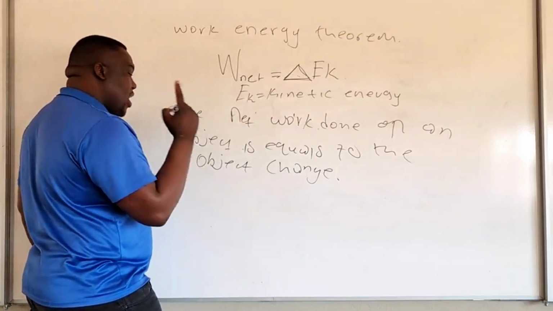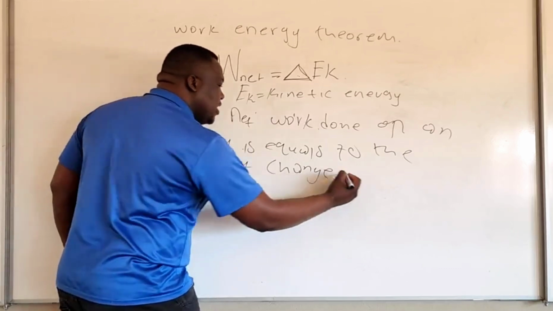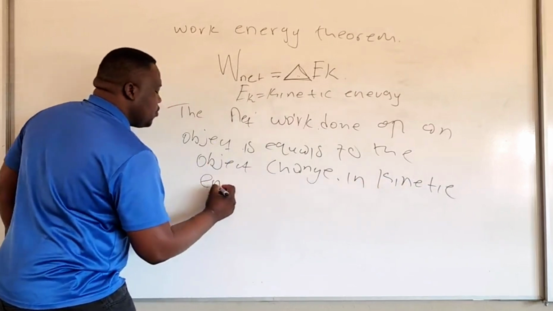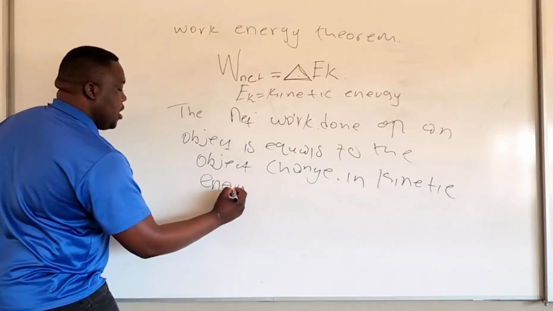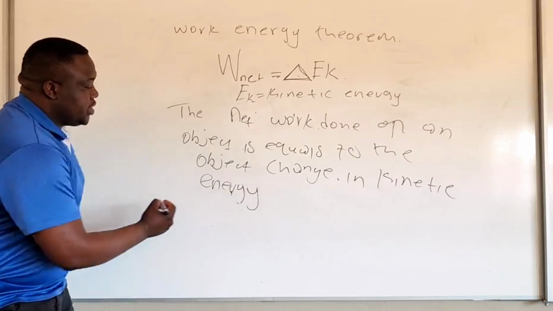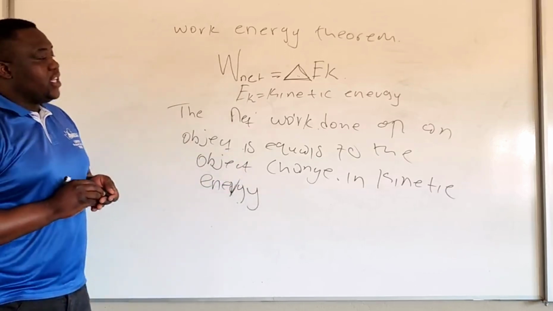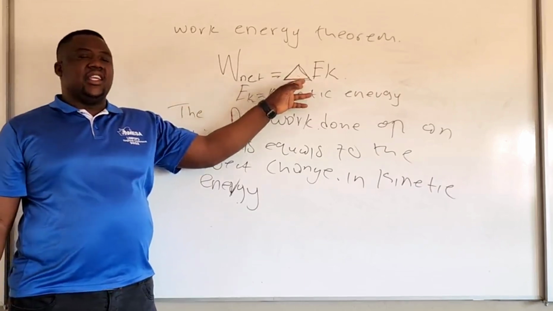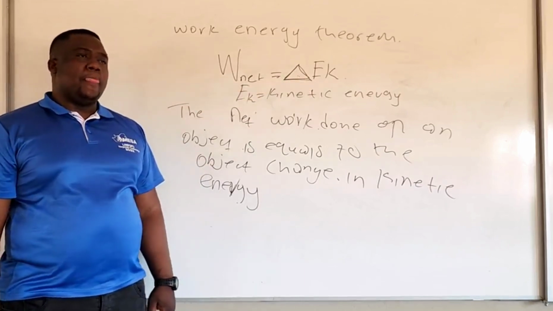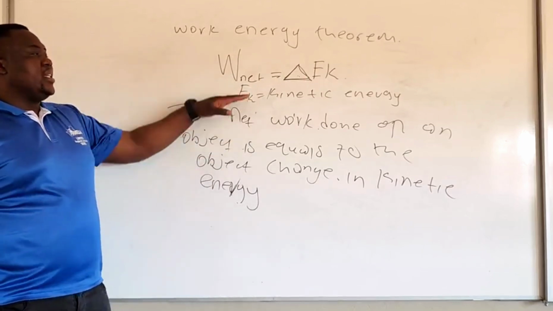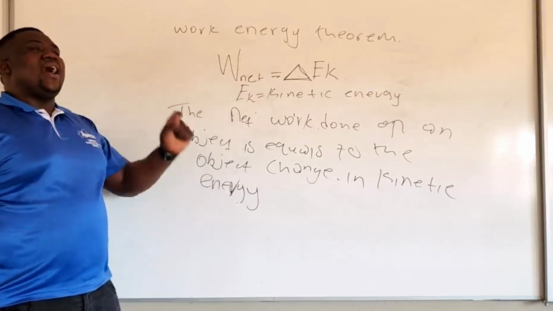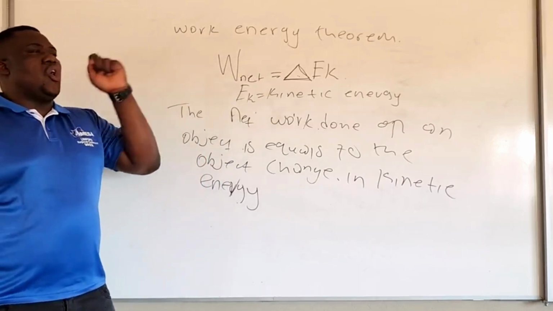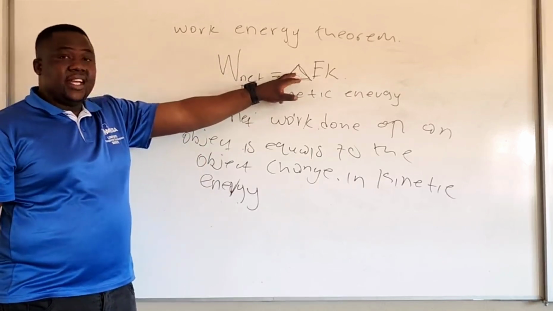So the net work done on an object is equal to the object's change in kinetic energy. Notice that I did not just say that the work done is equal to the change in kinetic energy. That is wrong. That is not the work energy theorem. The work energy theorem says that the net work done, so don't leave out the word net, is equal to the object's change in kinetic energy.